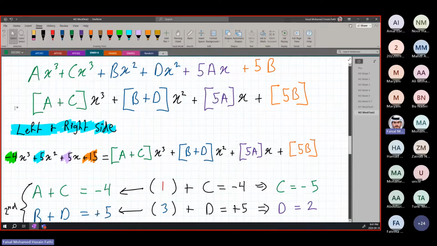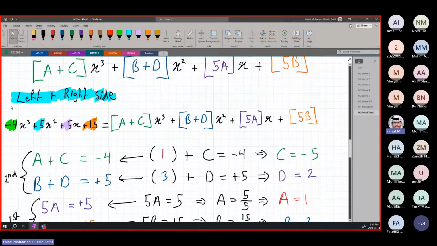After I finish this step, I will look back at the left side with the right side both at the same time. On the left side, I'm going to look at the coefficients of each of the x cubed, x squared, x, and no x, and equate them to the coefficients of x cubed, x squared, x, and no x on the right side. Because they have to be equal, logically.